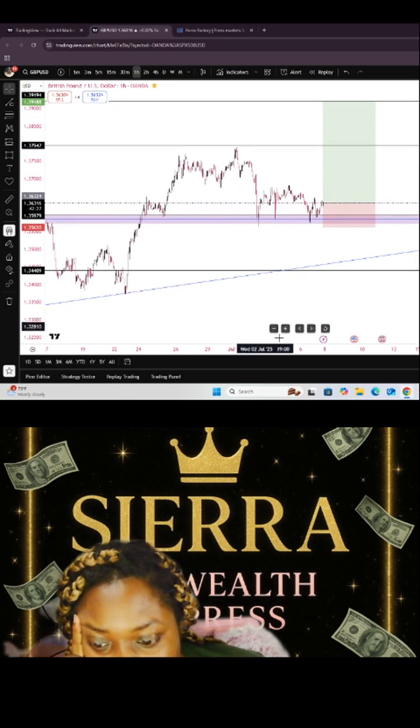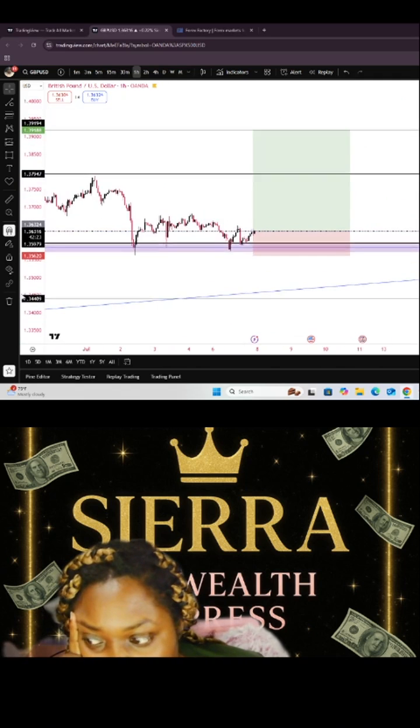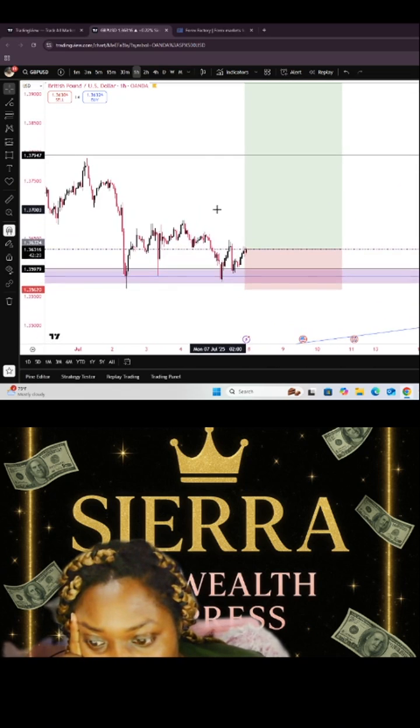So this is a signal on GU, y'all. Y'all can get in GU. It's a 4-to-1. Do not over leverage. Stop loss below this pin bar here on your hourly. Okay. TP.